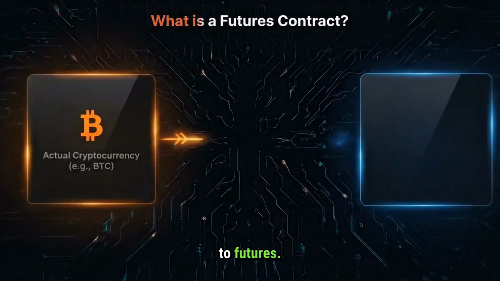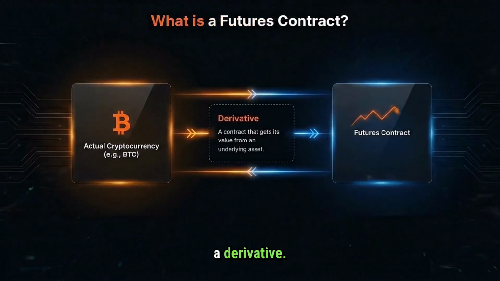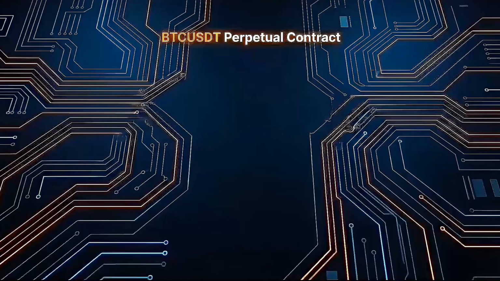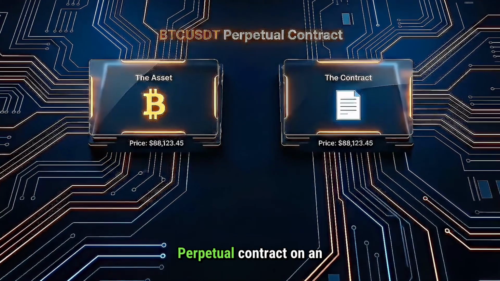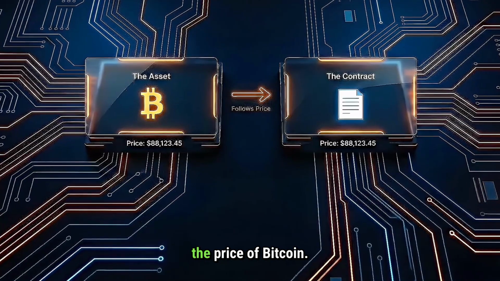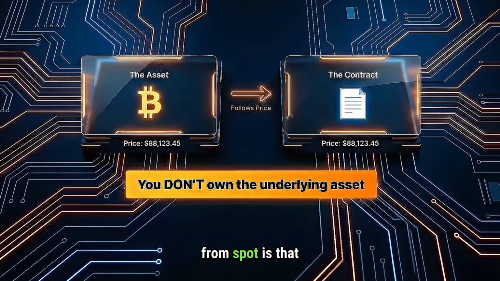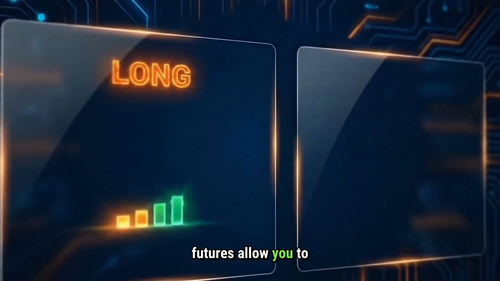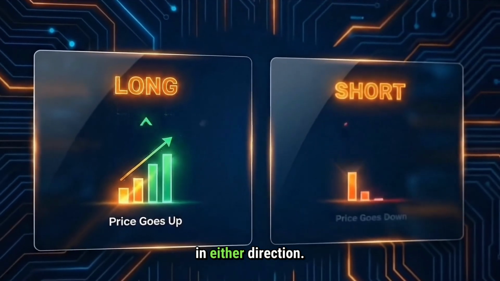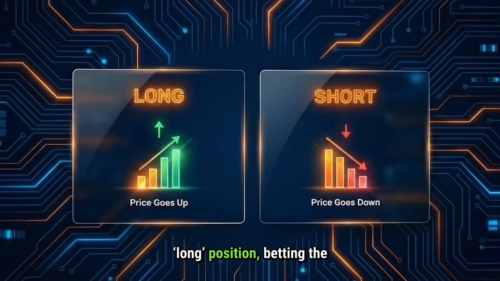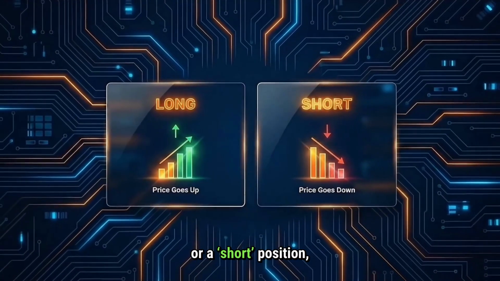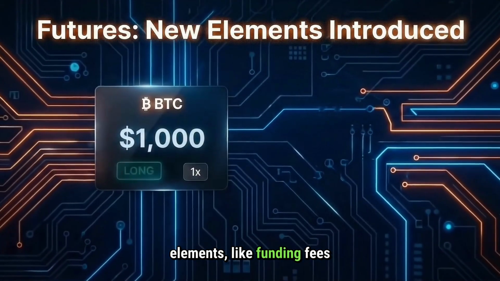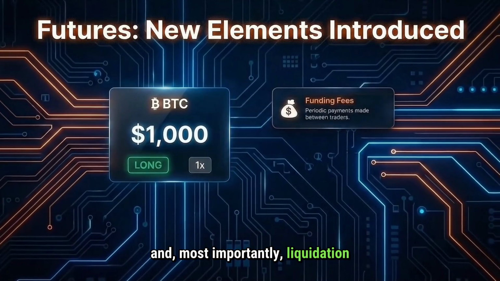Now, let's move on to futures. A futures contract is a derivative. That means you aren't buying the coin itself, but a contract that tracks its price. For example, the BTC USDT perpetual contract on an exchange like Bybit follows the price of Bitcoin. The first key difference from spot is that you don't own the underlying asset. The second is that futures allow you to profit from price movements in either direction. You can open a long position, betting the price will go up, or a short position, betting the price will go down. This also introduces new elements, like funding fees and, most importantly, liquidation risk.